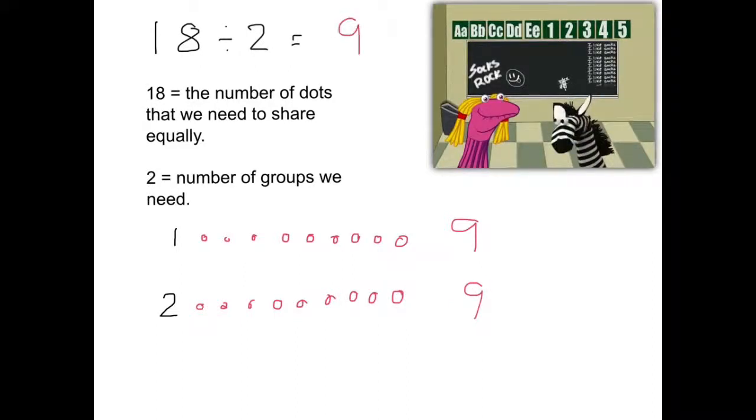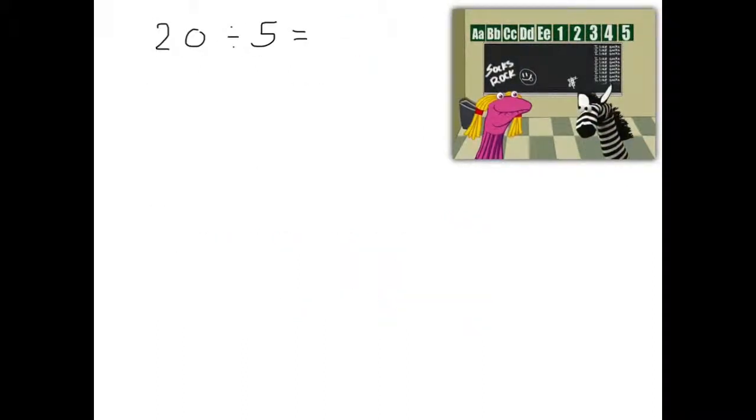Let's do this again with 20 divided by 5. This time, we create 5 groups, and we have to share 20 dots equally between each group, like this.